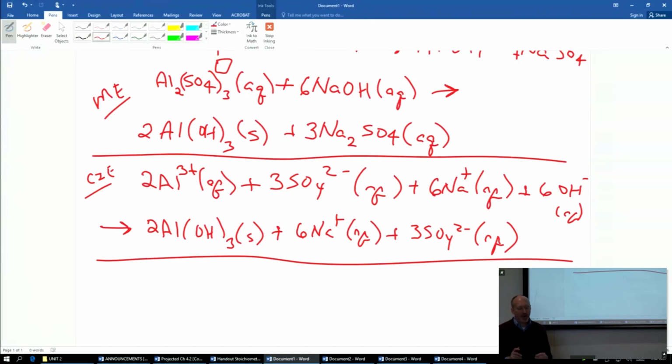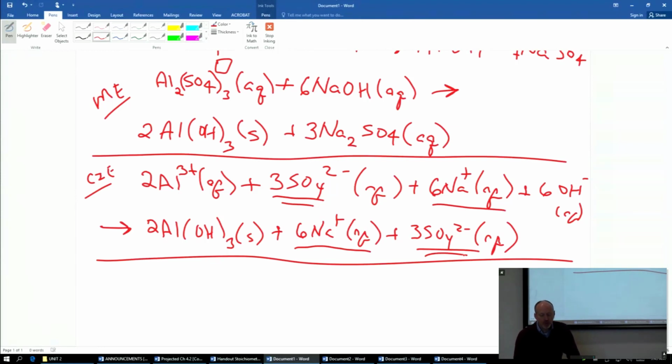The sodium? The sodium, exactly. So the sodium, 6Na plus aqueous, is the same on both sides. That is a spectator ion. Do I have an additional one, Derek? The sulfates. So I got 3 sulfate ion on both sides. All right, so those are the spectator ions. They're not participating fully in the reaction.